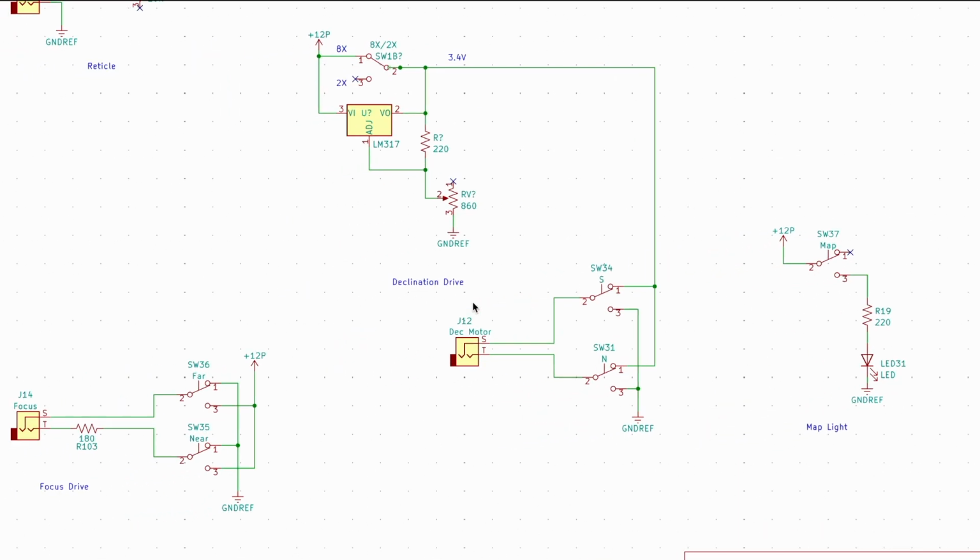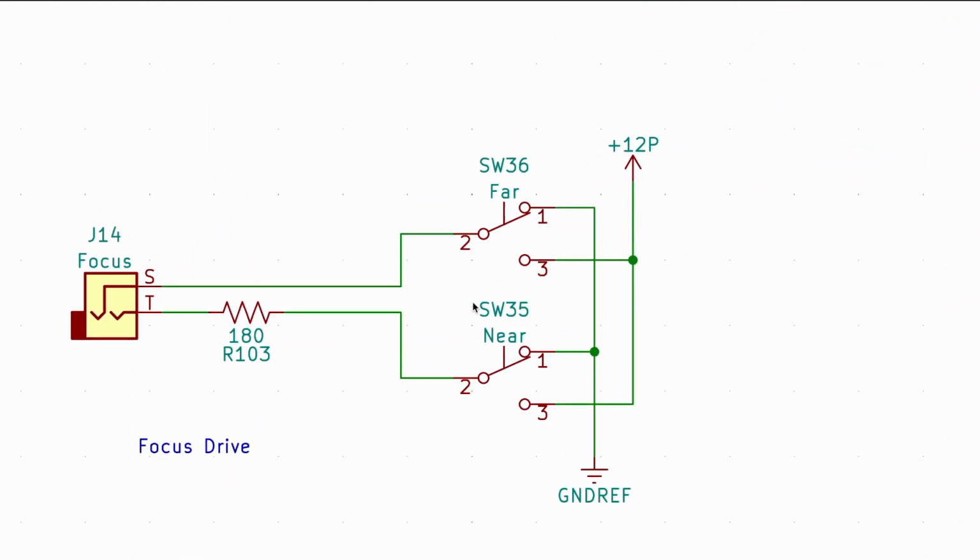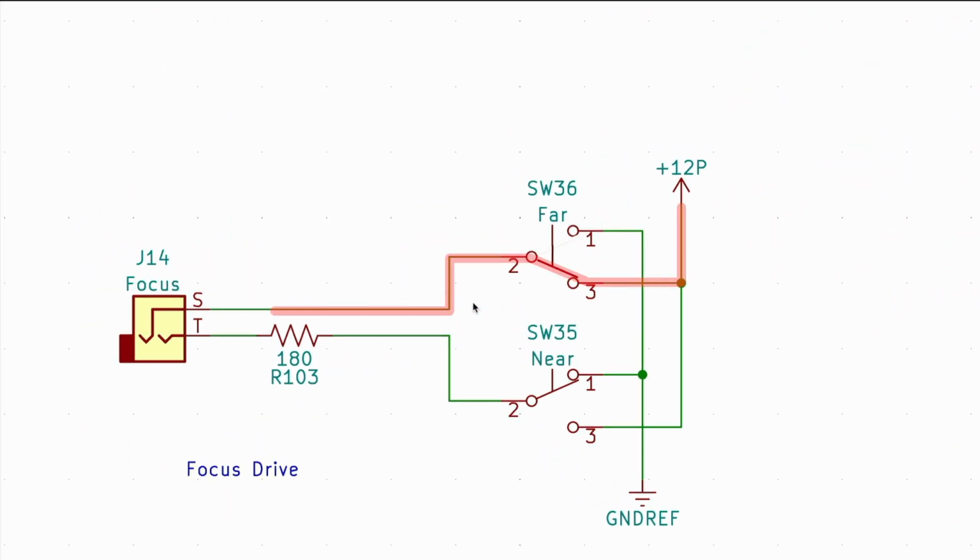Looking at the focus control, it works the same way. The near and far keys send current one direction or the other, driving the focus motor in or out for near and far focus. The current is fixed by the 12-volt supply and the 180 ohm resistor, so there's only one speed.